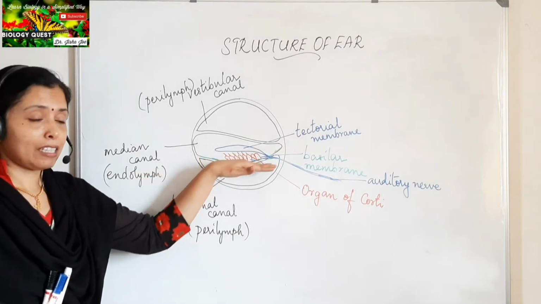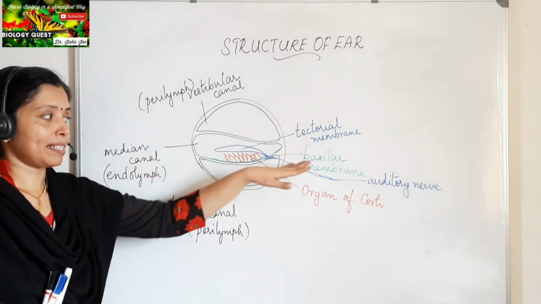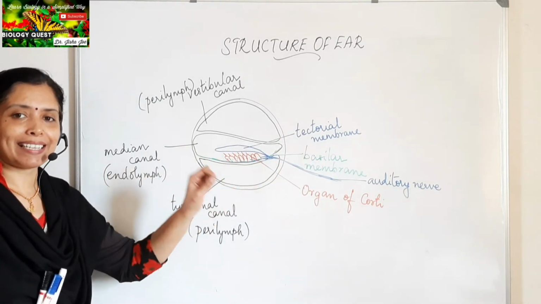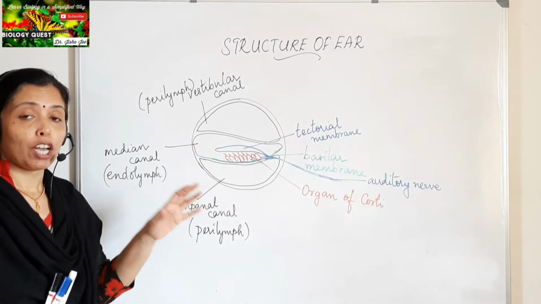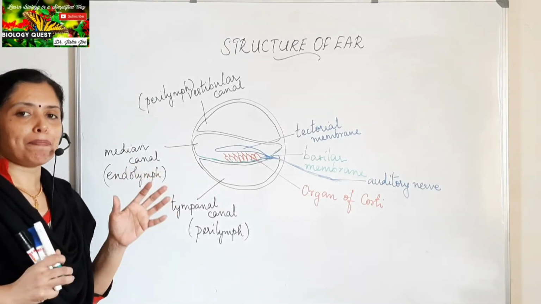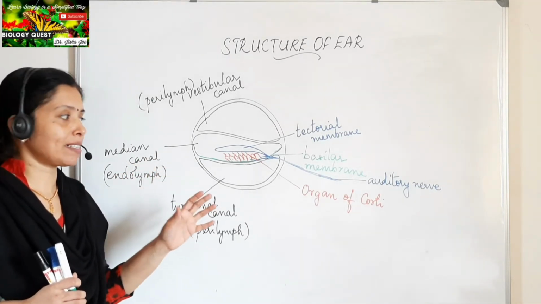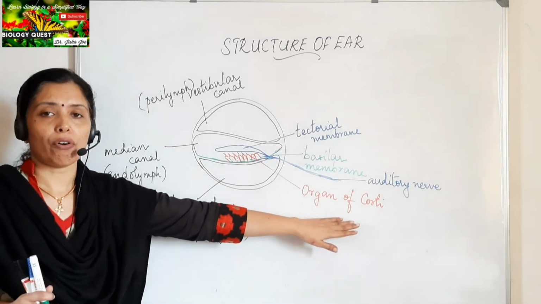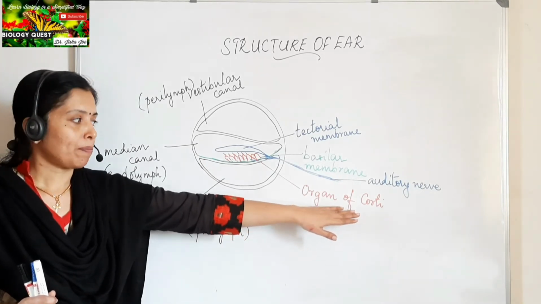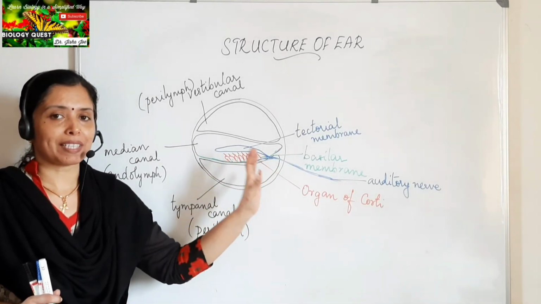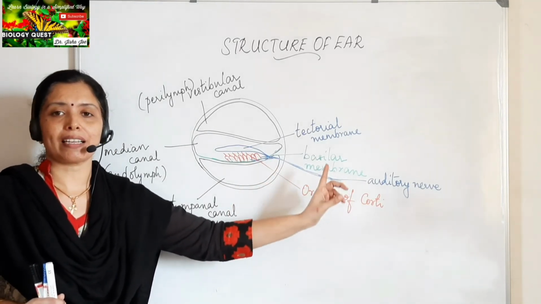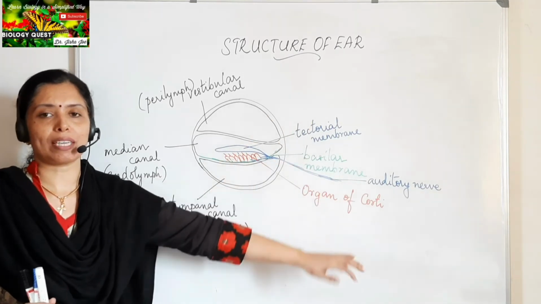In the median canal, the lower membrane is called the basilar membrane, and on the basilar membrane are present sensory cells for hearing. A group of cells are present on the basilar membrane which help us in hearing. This group of sensory cells forms the organ of Corti. Location and role can be asked. From this group of sensory cells arises the auditory nerve, which transmits the impulses to the brain.